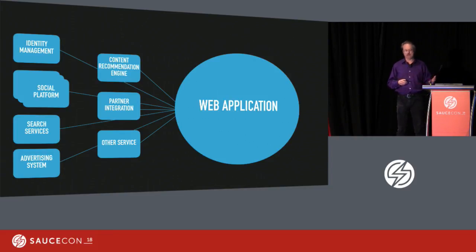There's things like identity management, maybe social platforms, search services, advertising services, content recommendation engines, partner integrations, weather services, who knows what. Again, some of your things may be much simpler, but a lot of the ones I work with are very complex. And even if yours are not right now, the likelihood is that it's going to become more complex over time, or your next project will be. So, what does that mean?